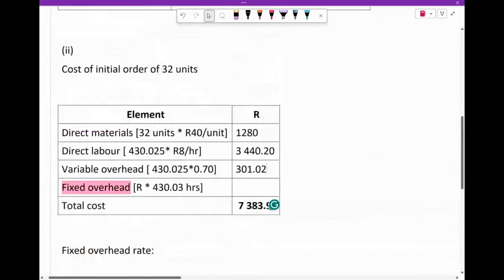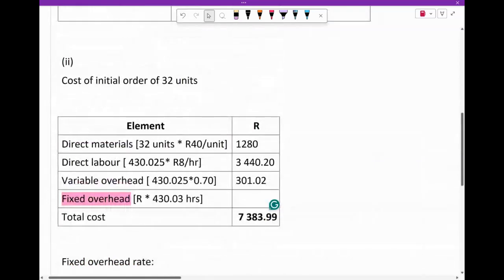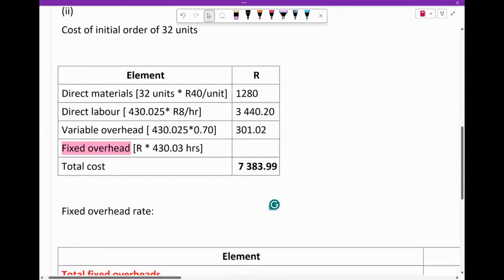Sure. Now here we have fixed overhead. Sorry, you want to ask a question? No. Oh, okay. Just making sure. Now we have the fixed. Remember, we are calculating the cost of this order. But now within our costs, we obviously have our fixed overhead. How do we calculate our fixed overhead?